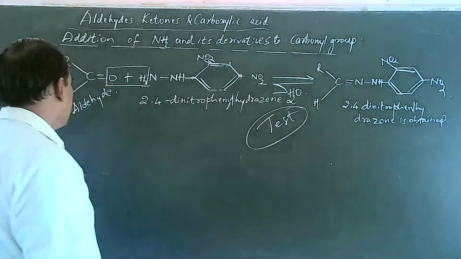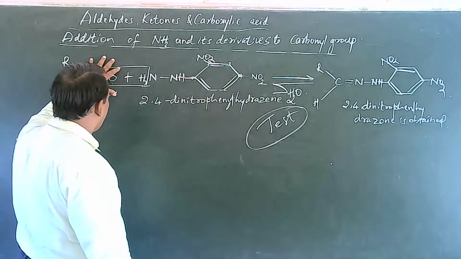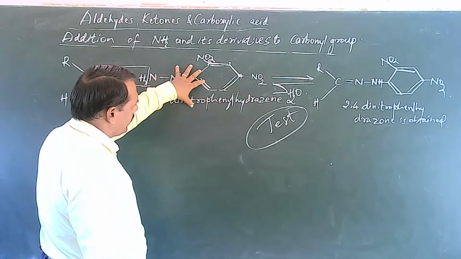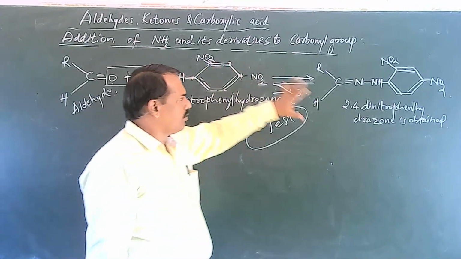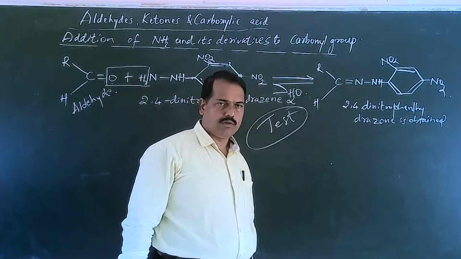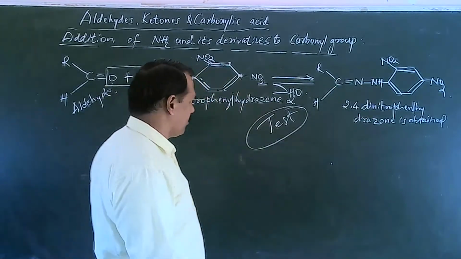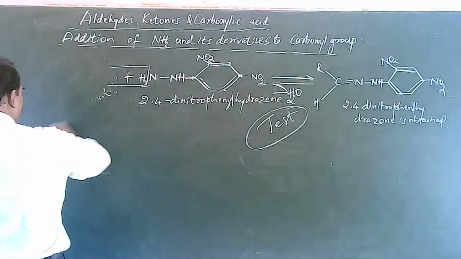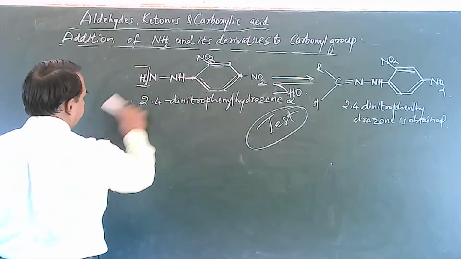We shall continue our discussion: aldehyde and ketone react with 2,4-dinitrophenyl hydrazine, and 2,4-dinitrophenyl hydrazone is obtained. You can perform this test also. Okay. We shall study the other reactions of aldehydes and ketones.